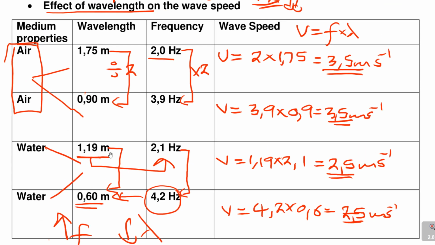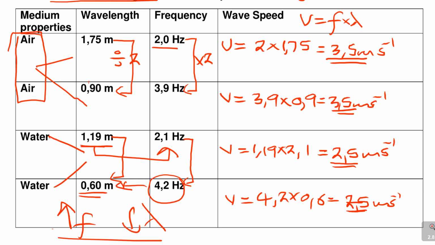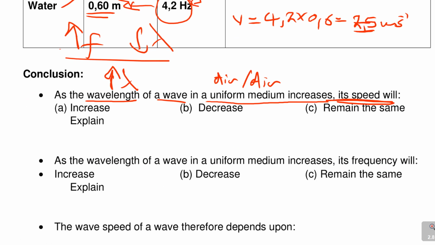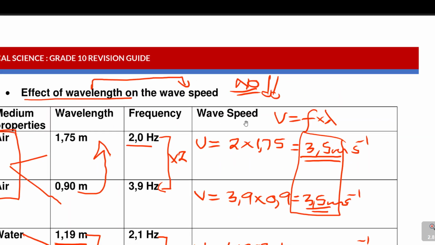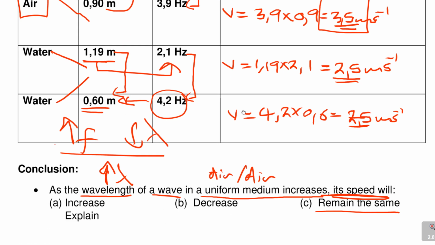The wavelength is going up here. Let's use this one. In air, it increased from 0,9 to 1,75. But look, the speed never changed. So what happens to the speed? It remains the same. No change in speed. Why? Because the wavelength does not affect it. Remember, the wave speed will not be affected by the wavelength.